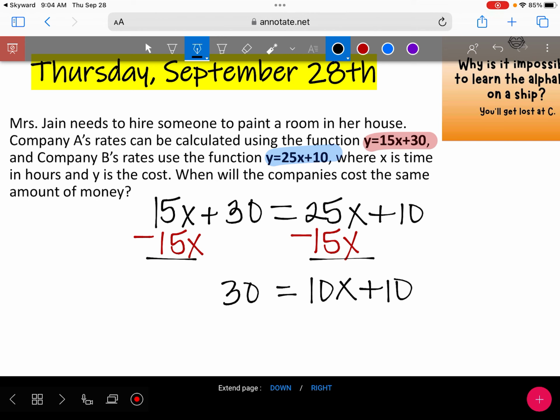So you set them equal to each other. I subtracted 15x. And then I'm going to subtract the 10 and then divide by 10. Anytime it says, when will they cost the same? Same means equal. So we're subtracting 10.